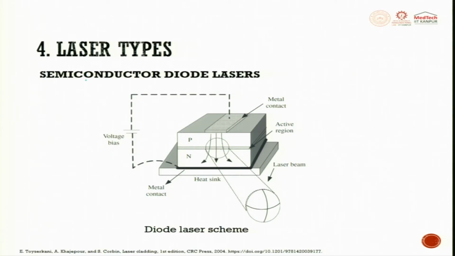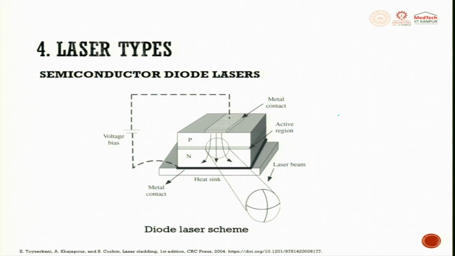The last one is the semiconductor laser, which is very common today. We have a P type, we have an N type, and in between the P type and N type I have an active region. There is a voltage bias which is passed to the metal contact on the top, and at the bottom you will have a metal contact which is taken from N, and then you pass a voltage which moves the electrons from top to bottom, and this hits the activation region, and what you get is a laser beam, which gets out of this activation media.